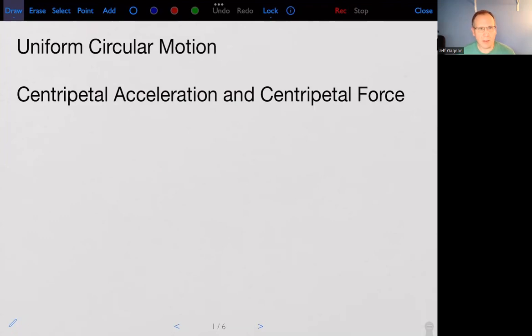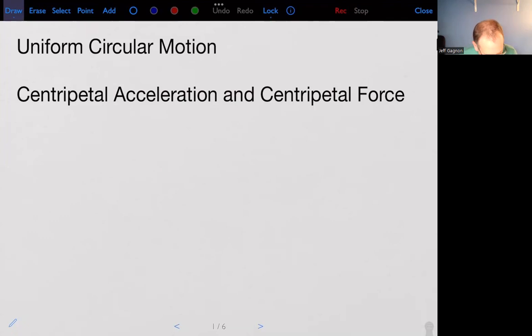So this lecture, I want to talk about something called uniform circular motion. And then eventually we'll get into the topics of centripetal acceleration and centripetal force. Now, uniform circular motion means an object is traveling in a circle and it's traveling at a constant speed.